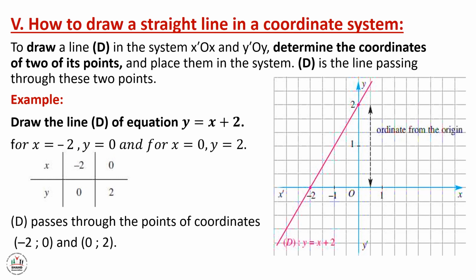So then D passes through the two points of coordinates (-2, 0) and (0, 2).